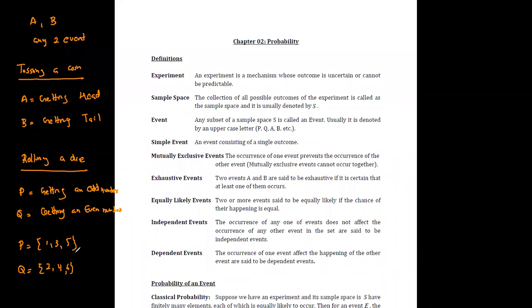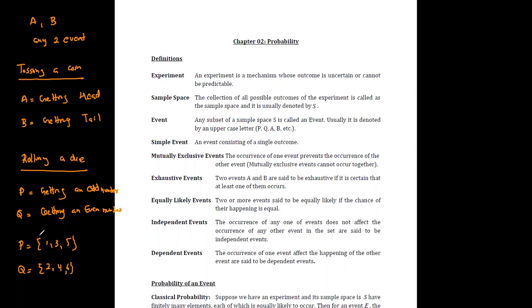Now, if you consider these two events, you can see that there are no common elements. It means that the occurrence of one event prevents the occurrence of the other. Simply, both events cannot occur at the same time. Therefore, in such a situation, we can say that P and Q are mutually exclusive events.